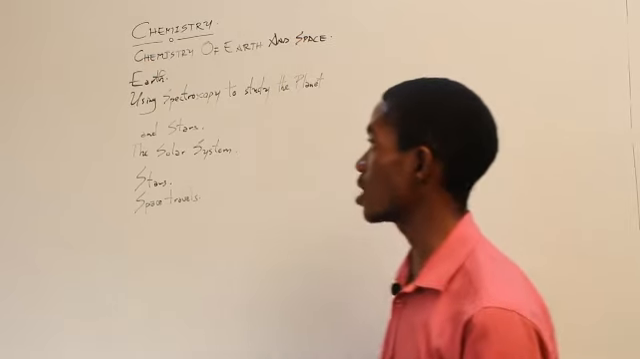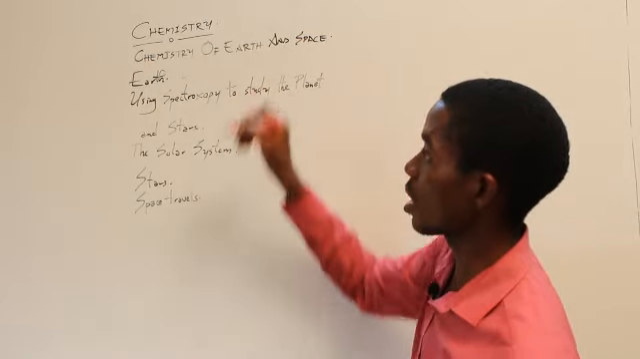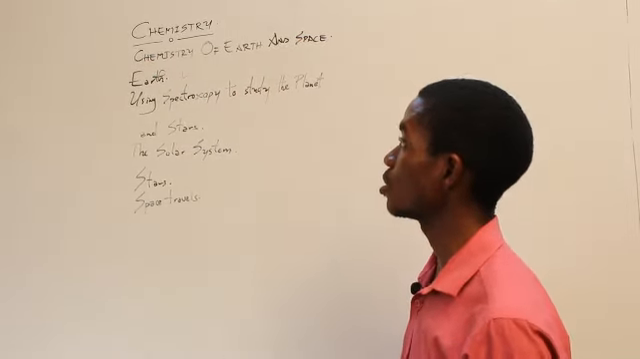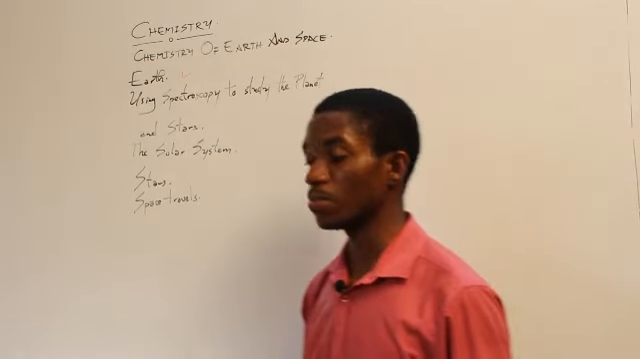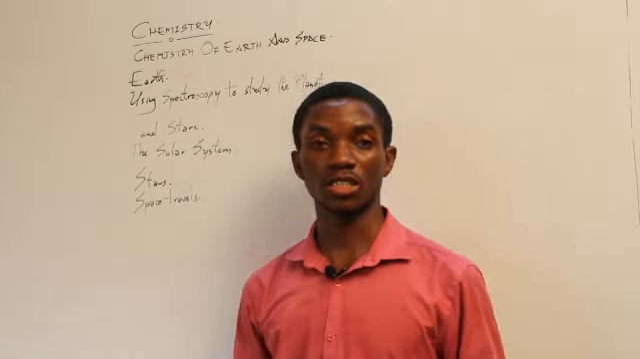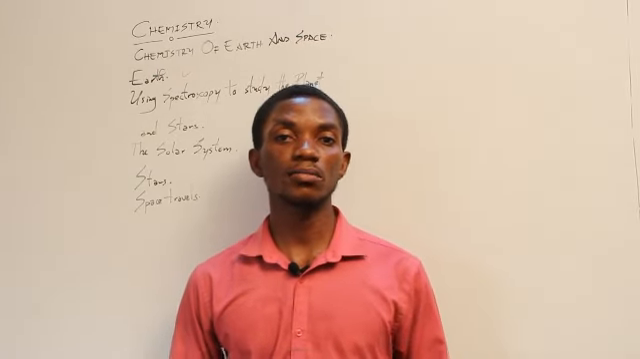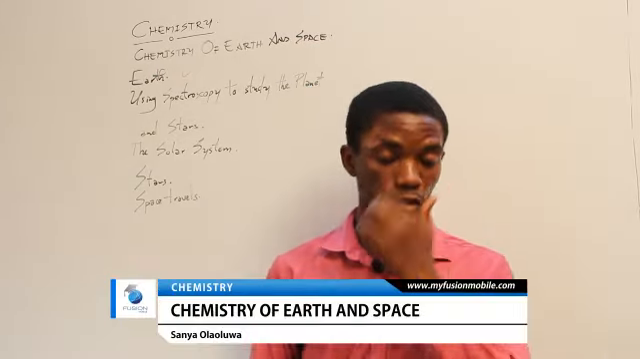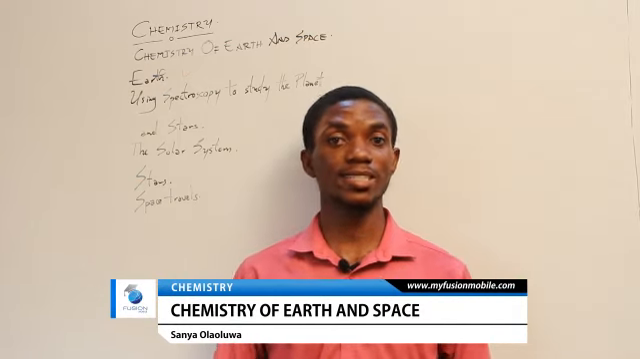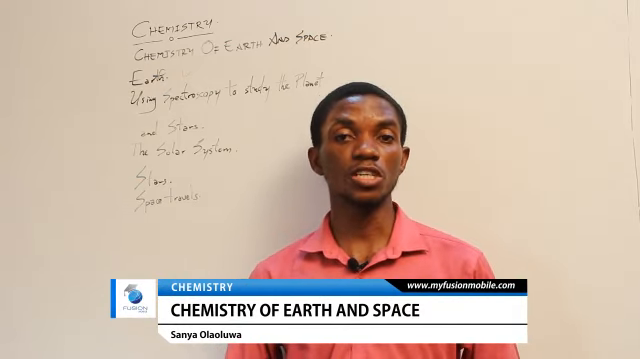Alright, we have talked about the Earth. Let's quickly look at spectrometry, using spectrometry to study the planets and the Sun. When we talk about spectrometry, we're talking about spectra. Of course, when we're talking about spectra, we're talking about light. We're talking about emission, radiations.